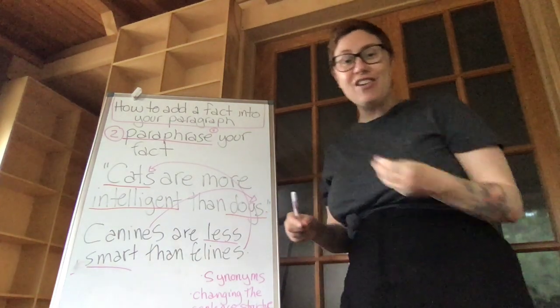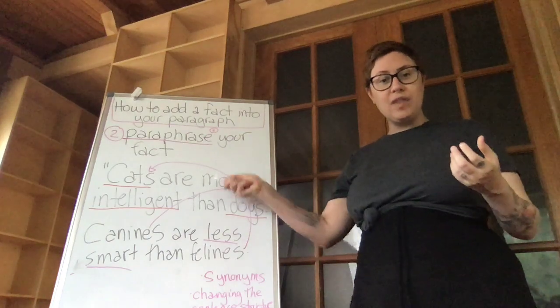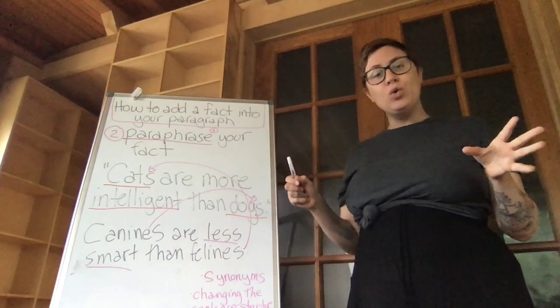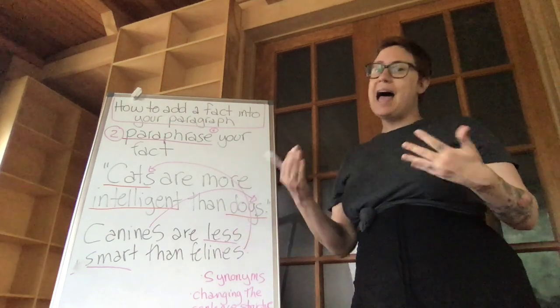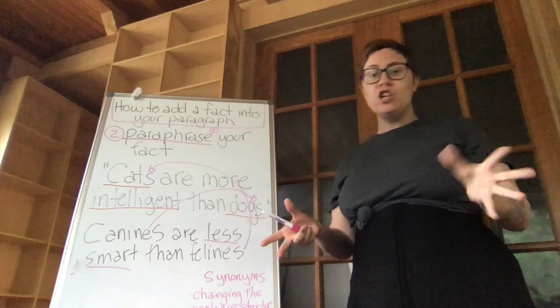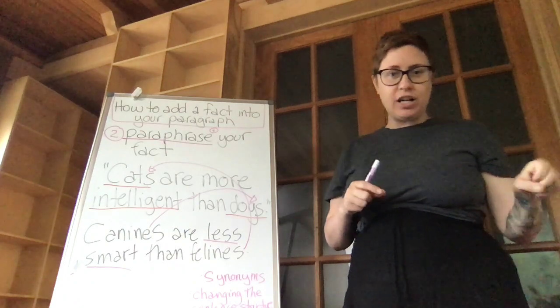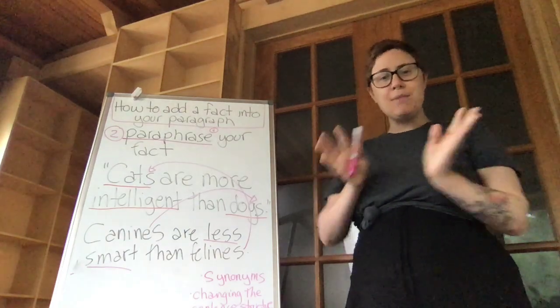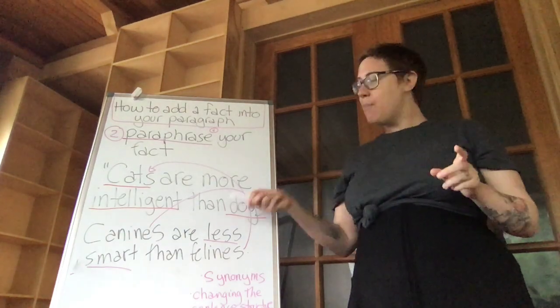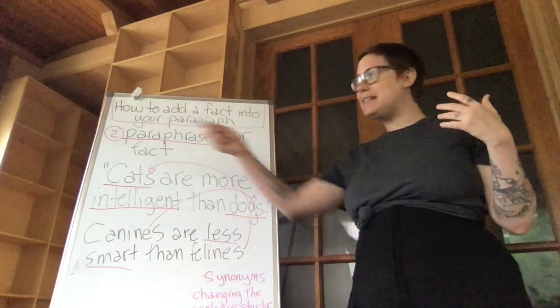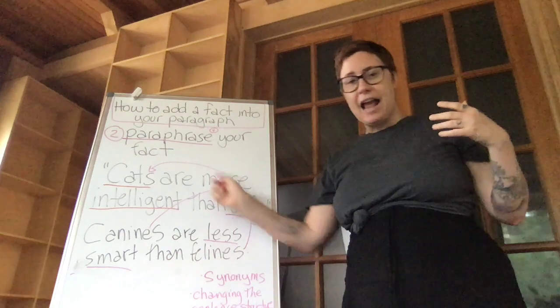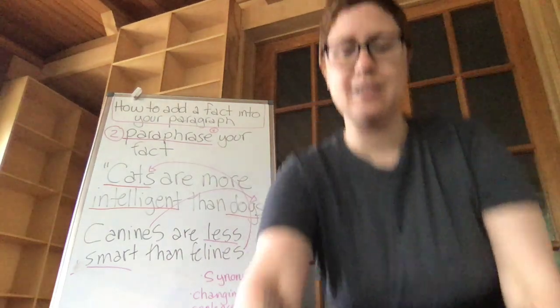Be very, very careful when you do this that you are not changing the meaning. So don't add any new information. Don't remove any information. Just try to use some synonyms and change it around a little bit, but they must have the exact same meaning. So that is the second step. We have to paraphrase our fact.